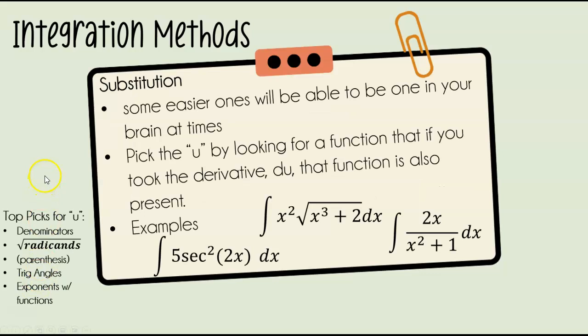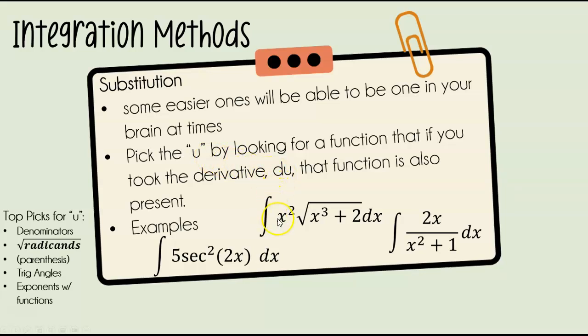So another method for integration is called substitution. A few of these easier substitution ones you might think about doing in your brain. Some of them we can see, especially as we practice more. But for substitution, the main key feature of this method is you're picking a u value, or a u function. The best way to think of picking this u is by looking for a function that if you took the derivative, that derivative, or that du, would also be present.